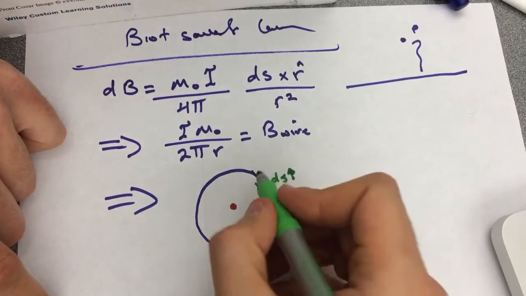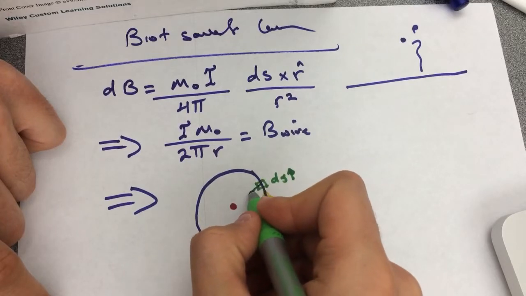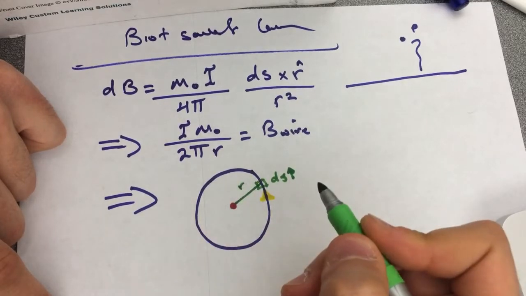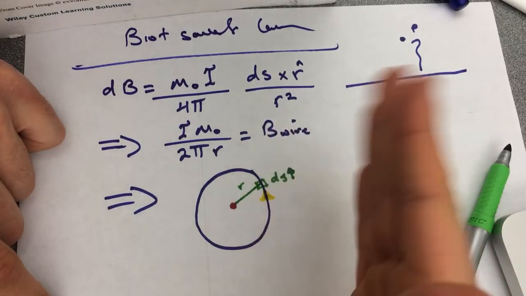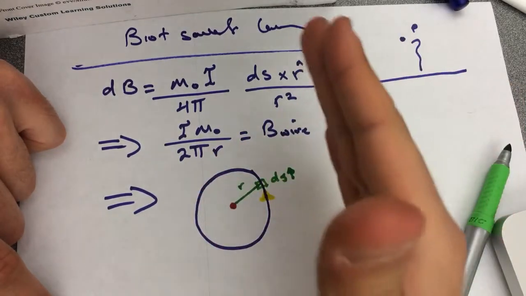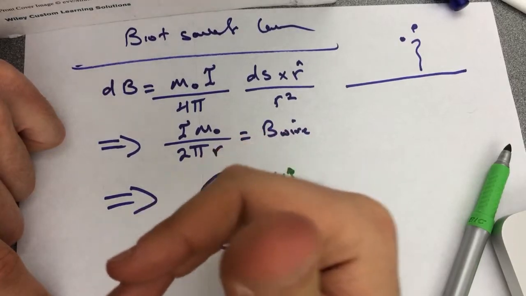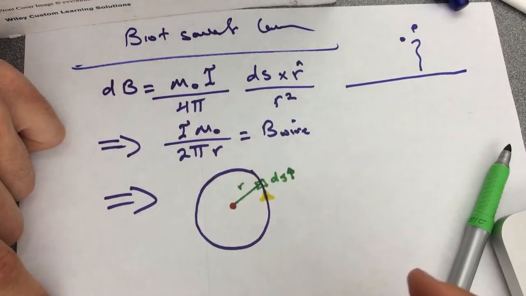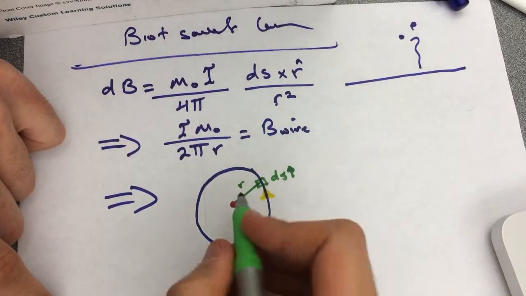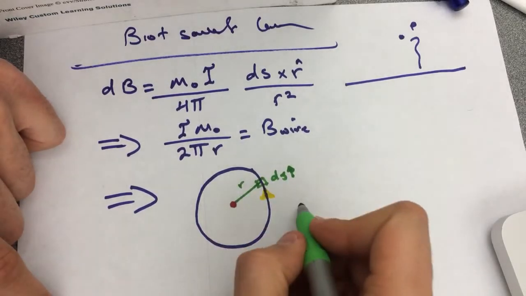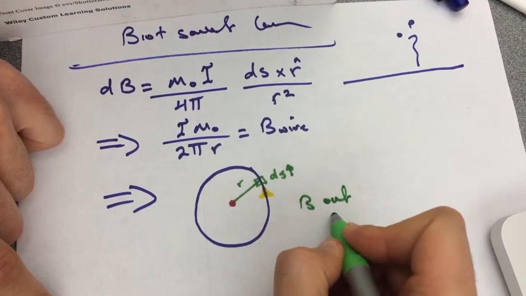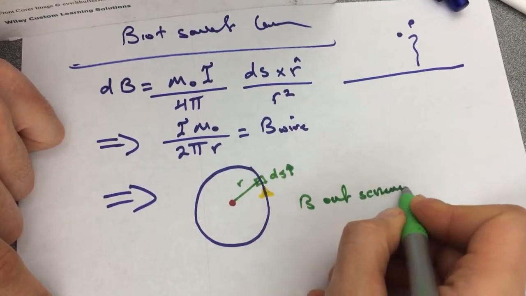Okay, so where is the r here? The r will be from here to here. Okay, so ds crossed with r, the magnetic field will be pointing out of the screen. Okay, so B is out of the screen here.